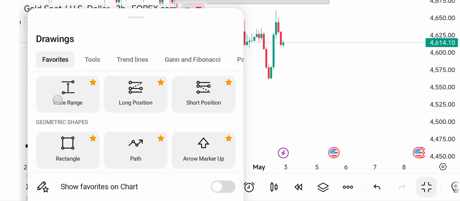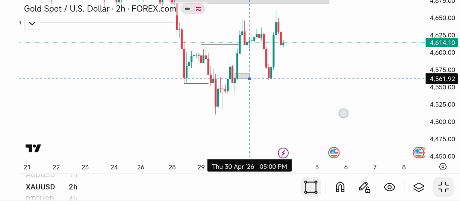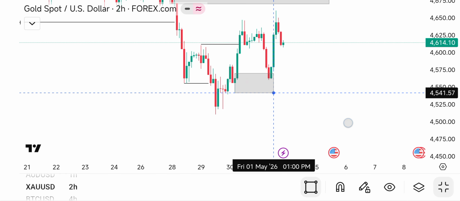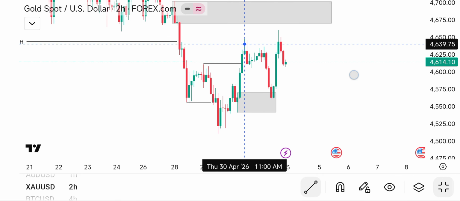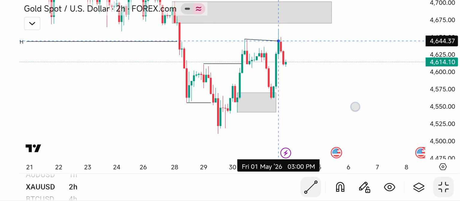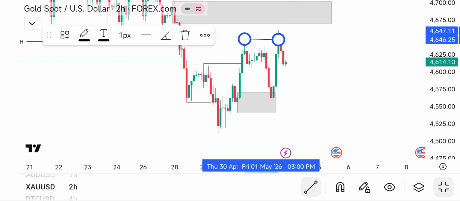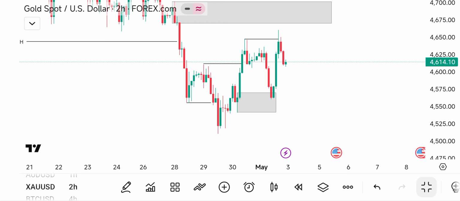Price came and tapped into the origin, which is this other block here. This is a demand zone. Price tapped inside and bounced. But price broke this high, but didn't close above it, so this is more like a sweep. Price swept the high but didn't close above it, so this is not a valid break of structure.